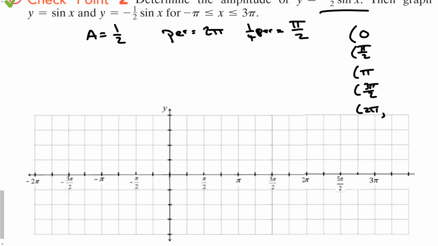Okay, there are my 5 key points. X values, Y values. Plug in 0, we get 0. Pi, we get 0. 2 pi, we get 0. Pi over 2 would normally give me a max, but now when I multiply it by the amplitude, it turns negative, and this one turns positive. So let's put the 1 there and the negative 1 there, so that way this graph isn't too skinny. And now you can see that we would go like this.